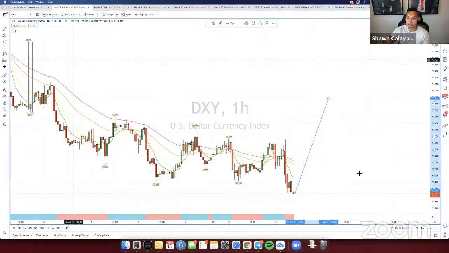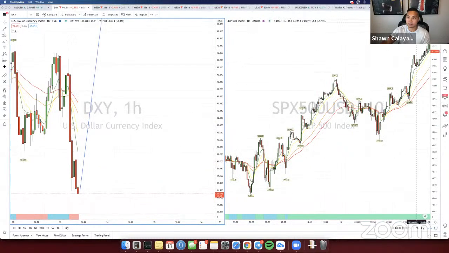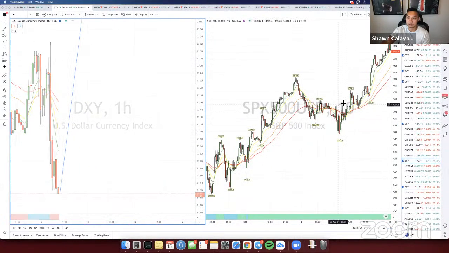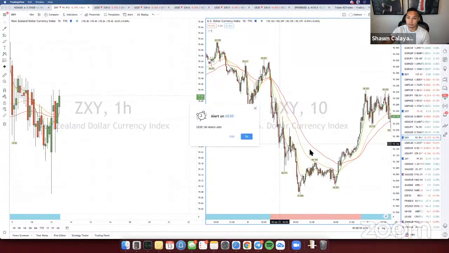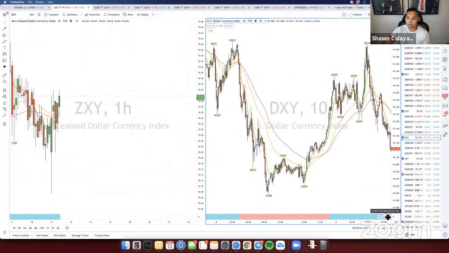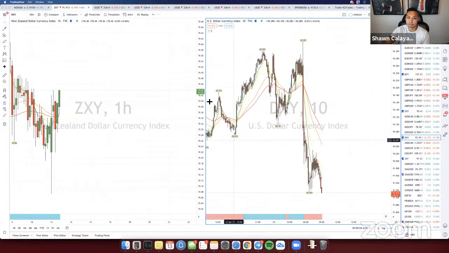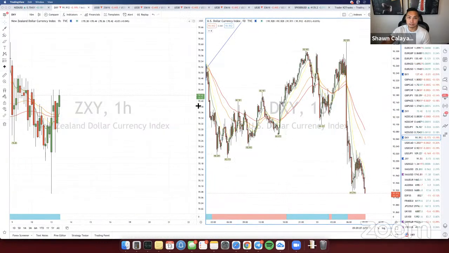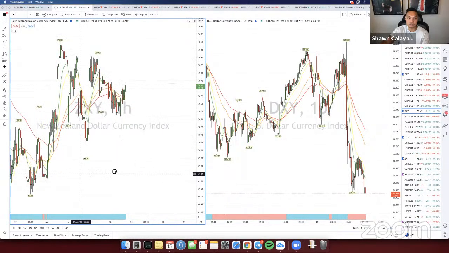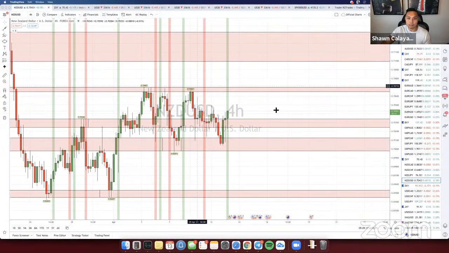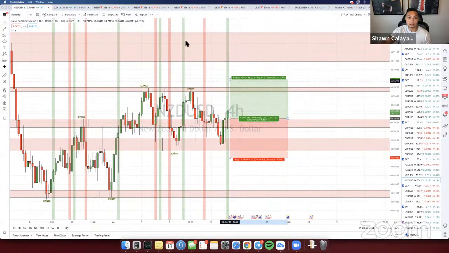Let me check NZD USD. I'm gonna check out the indexes right here. So the dollar index right here. All right, looks like US 30 is now moving down. Yeah, dollar index looks weak. The New Zealand dollar index is pushing up. So if this ends up closing right here, I'll probably call this for a buy for you guys in the group.